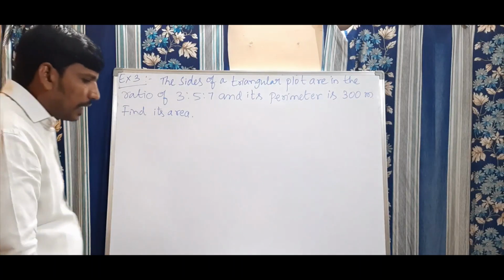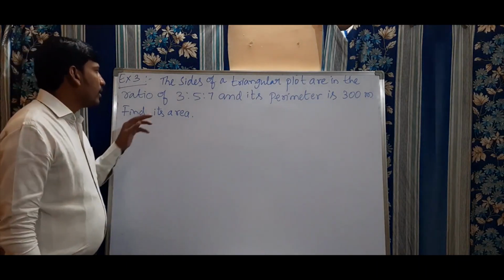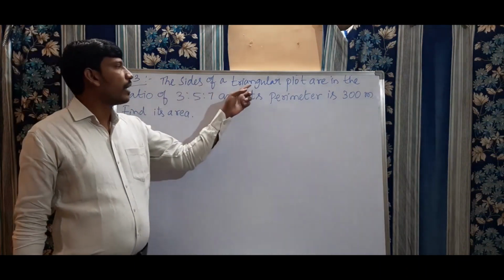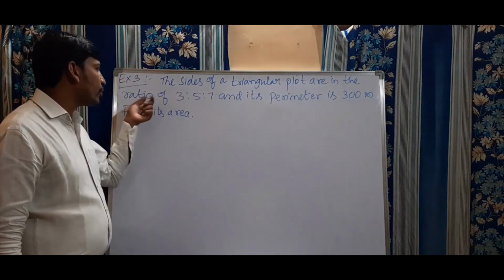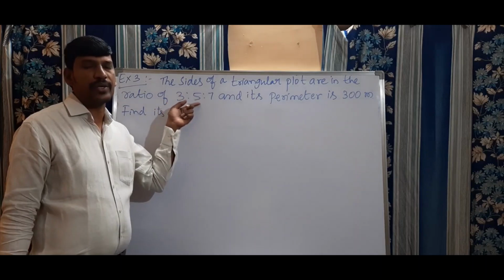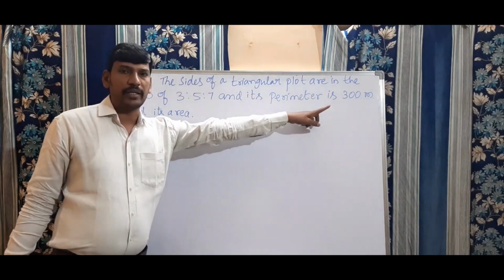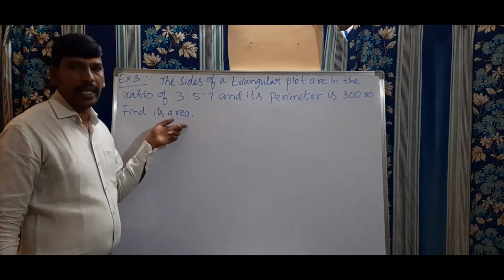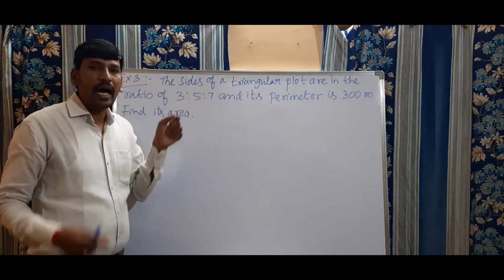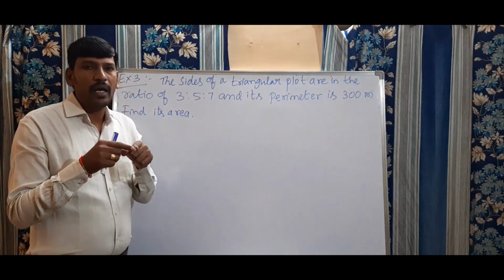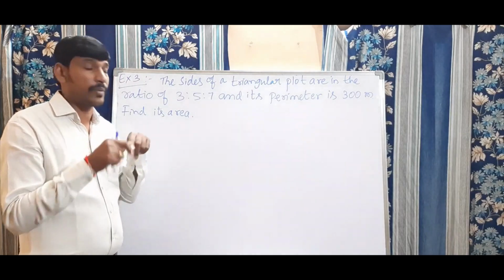Now, children, let us discuss one more example. That is example 3. The sides of a triangular plot are in the ratio of 3:5:7, and its perimeter is 300 meters. Find its area. See this here. Observe the question here. The given sides are in a ratio. Okay, already last year we discussed ratio and proportion. Clear? In 7th also we discussed that.